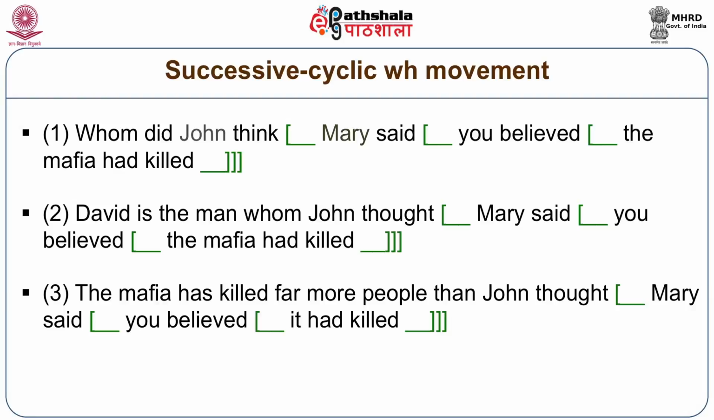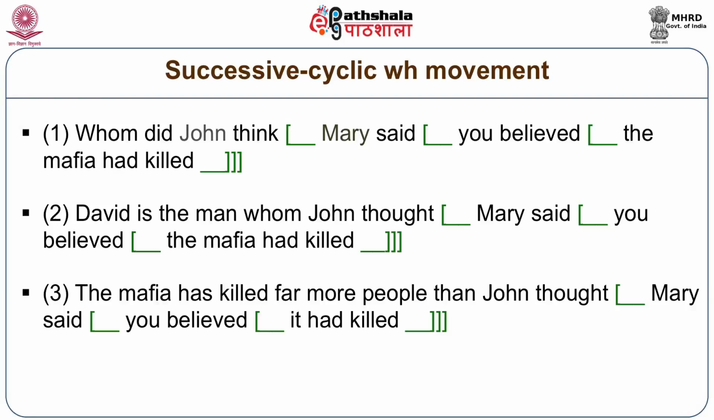In the third part of its journey, the word whom moves from whom you believed to whom Mary said. At that stage, you've got whom Mary said you believed the mafia had killed. In the fourth and final leg of its journey, it moves to the root sentence, so that you get the output, whom did John think Mary said you believed the mafia had killed? This is how the whom moves through the cycles.